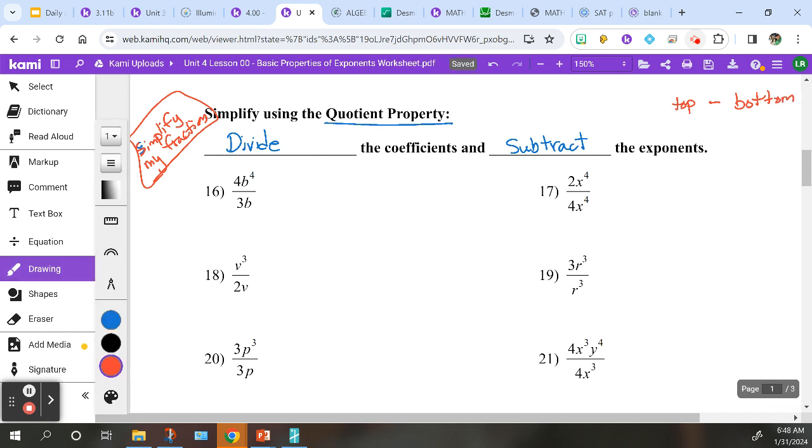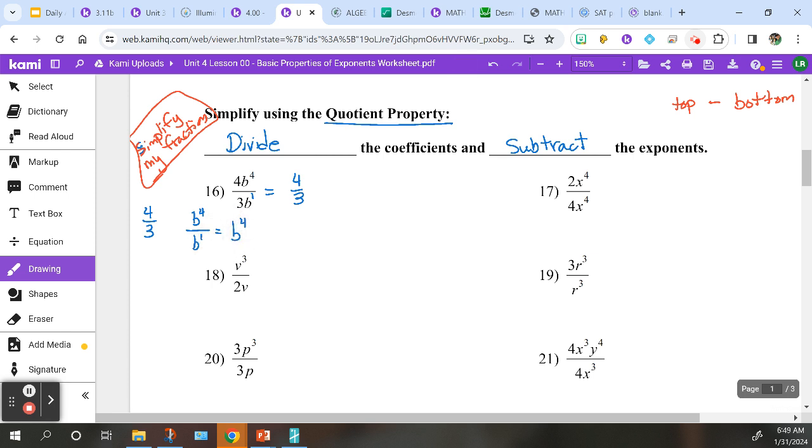Okay, so as I start here, number 16. First off, we have the fraction, the coefficients, 4 over 3. Now, this particular fraction cannot be simplified, so we would still have 4/3. Now with the b's, on the top, we have a b to the fourth, and on the bottom, we have a b to the first. So the correct subtraction problem we'd be doing is 4 minus 1, and 4 minus 1 is 3.